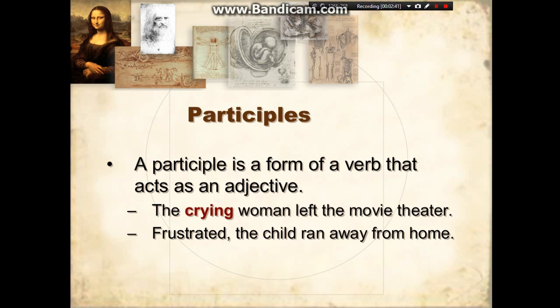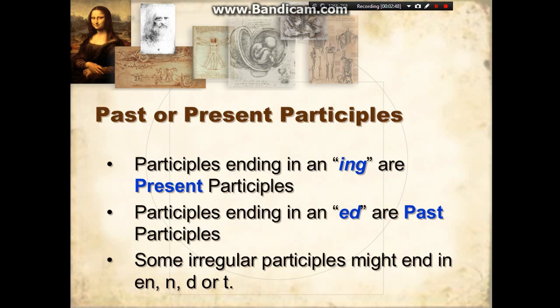Here's another, a participle is a form of a verb that acts as an adjective. We just talked about that. There you go. Make some bullet points. You need to write that they end in ing, that they end in ed, and some might end in something else. This should all be on the top part of your flap.